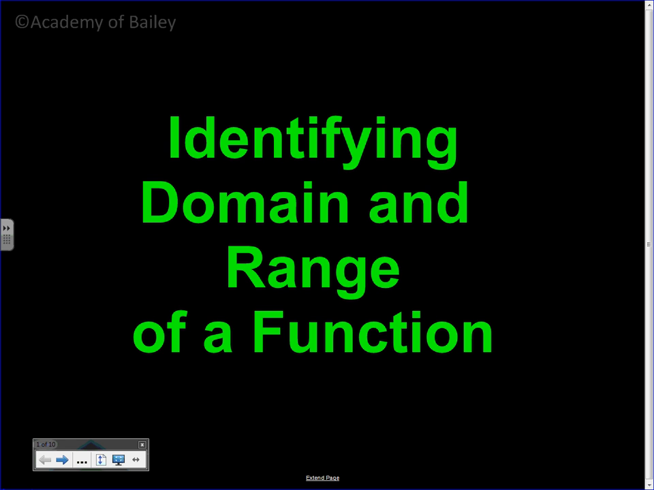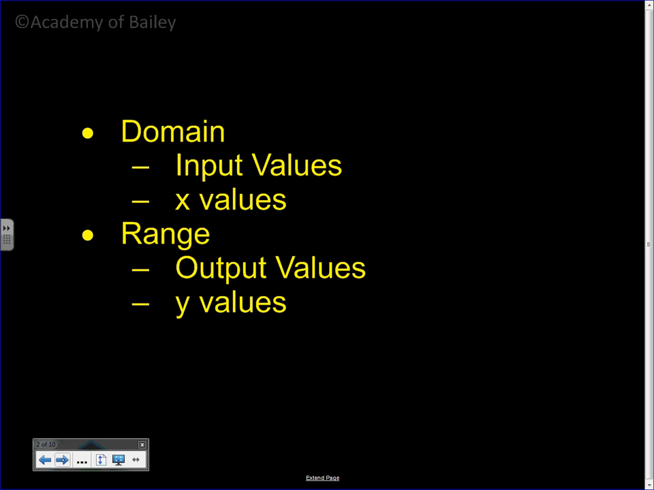We have a video here on identifying domain and range of a function. Identifying the domain and range of a function, you need to understand what a domain and what the range is. And so when we look here, you should know that the domain is the input values and it's also the x values. They're all one and the same. And the range would be the output values and then the y values.